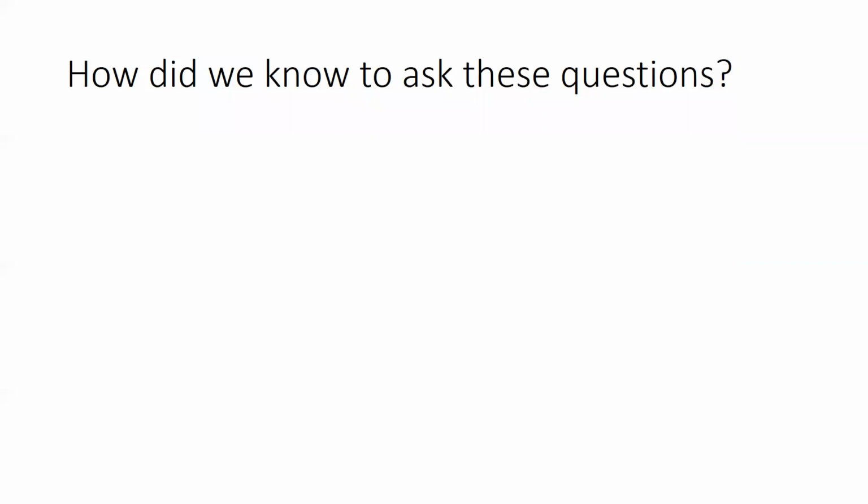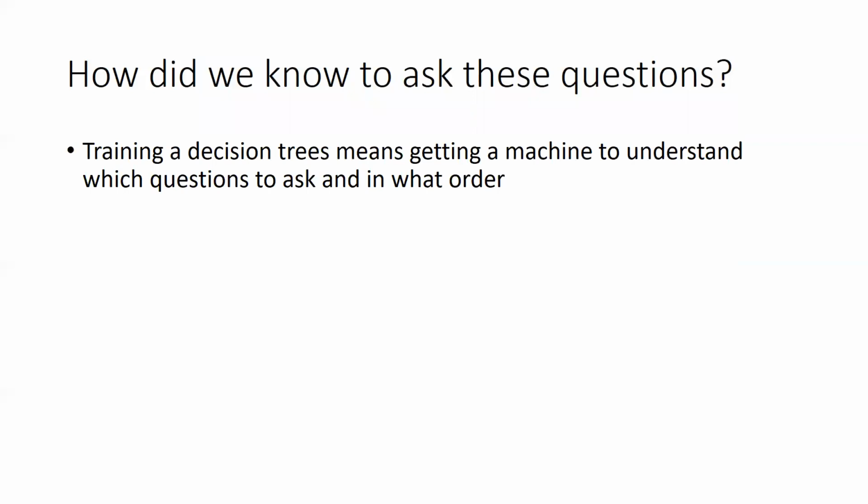The big question then is how did we know to ask these questions? Specifically, if you want to determine if someone's going to have a stroke, why do we ask things like, is your blood pressure above 140? Training a decision tree means that we would like to get our machine to understand which questions are relevant. And not only that, in which order as well.